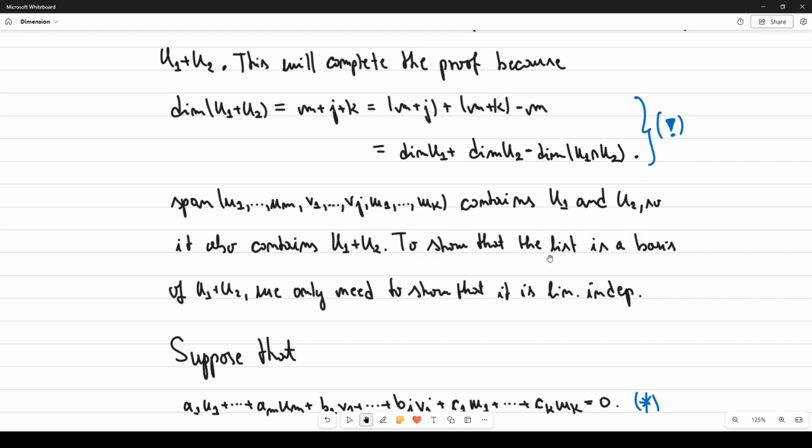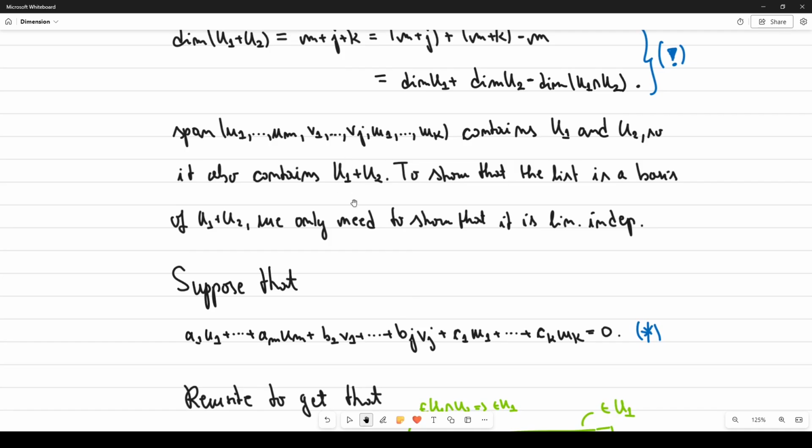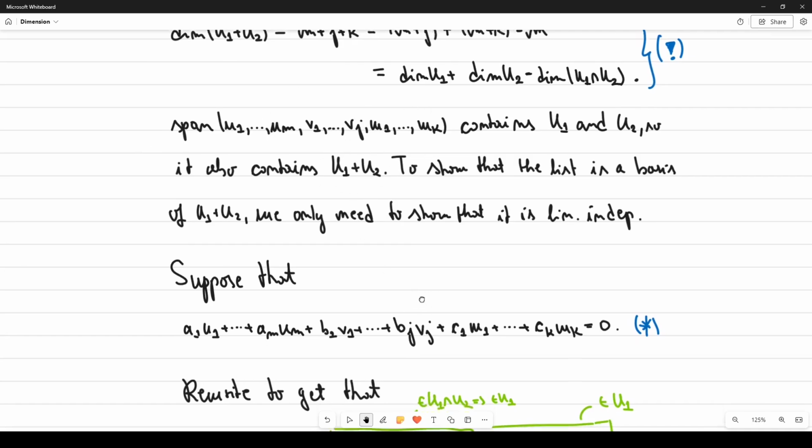So now we need to show that the list is a basis of U1 plus U2. We only need to show that it is linearly independent, since we already have established that the span of these vectors contains this.